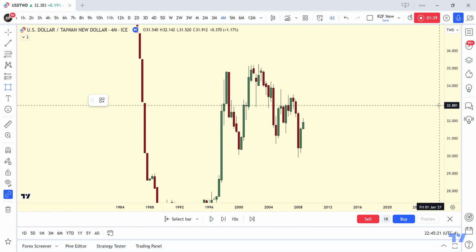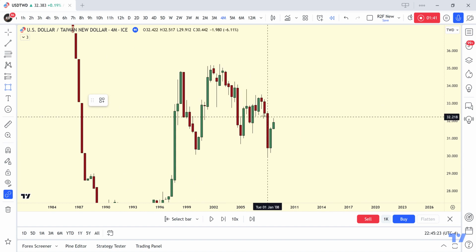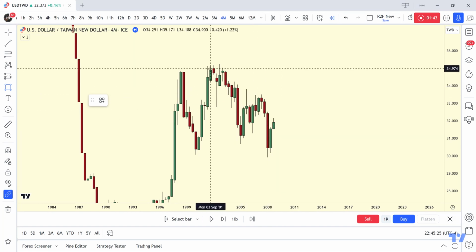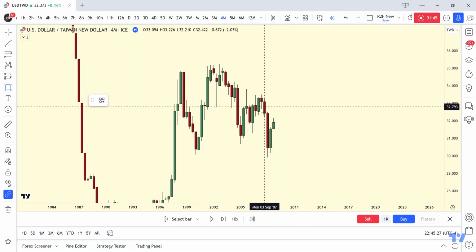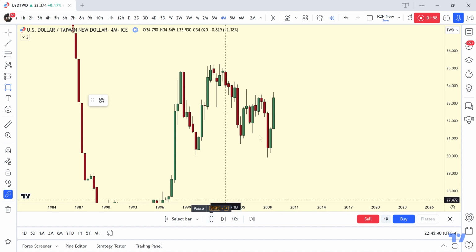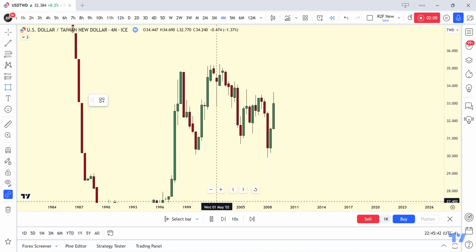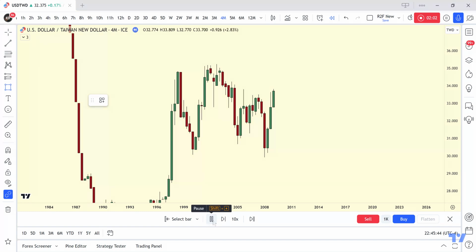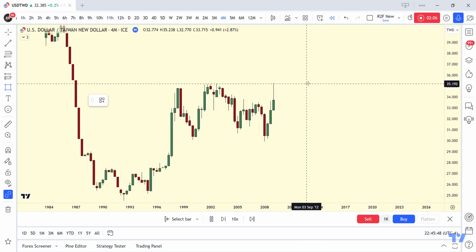Okay, so this took out liquidity, but this is somewhat of a breaker. Not really a breaker, but something like a breaker. But we took out this, so yeah, that's why I don't want to take a short. We took liquidity in the opposite direction. All right, so we took out the liquidity here.